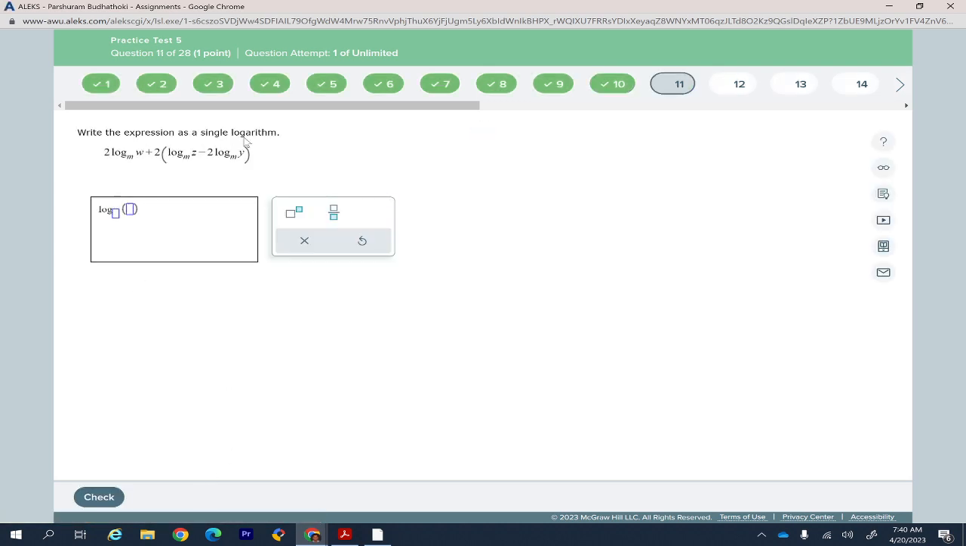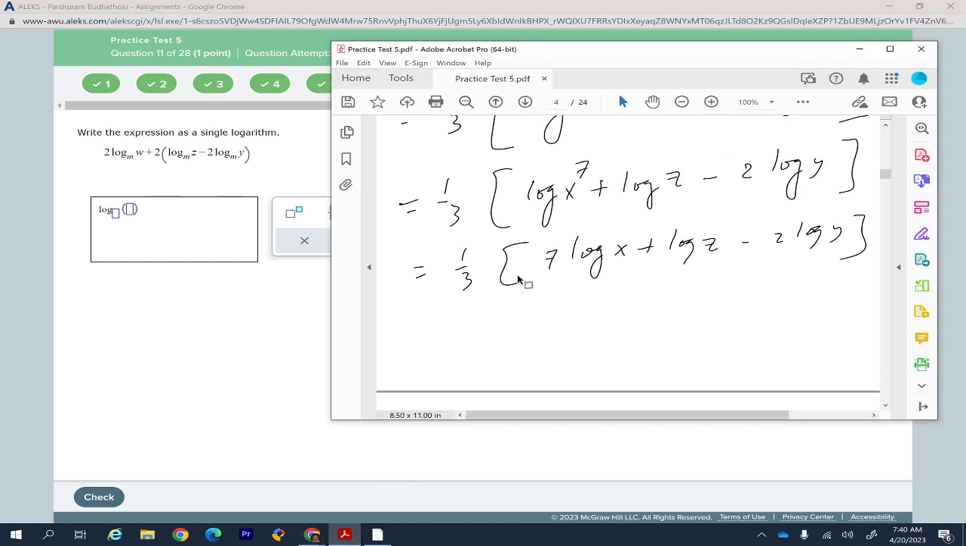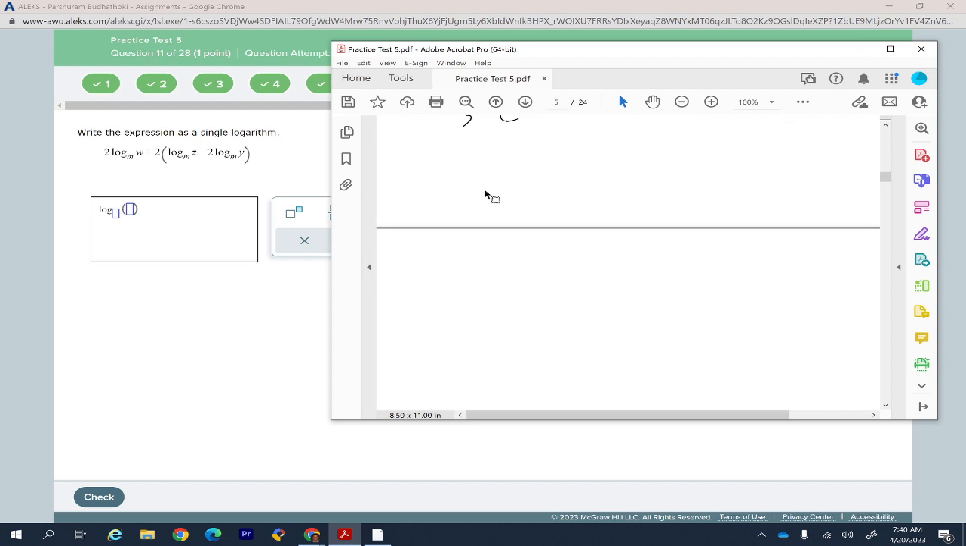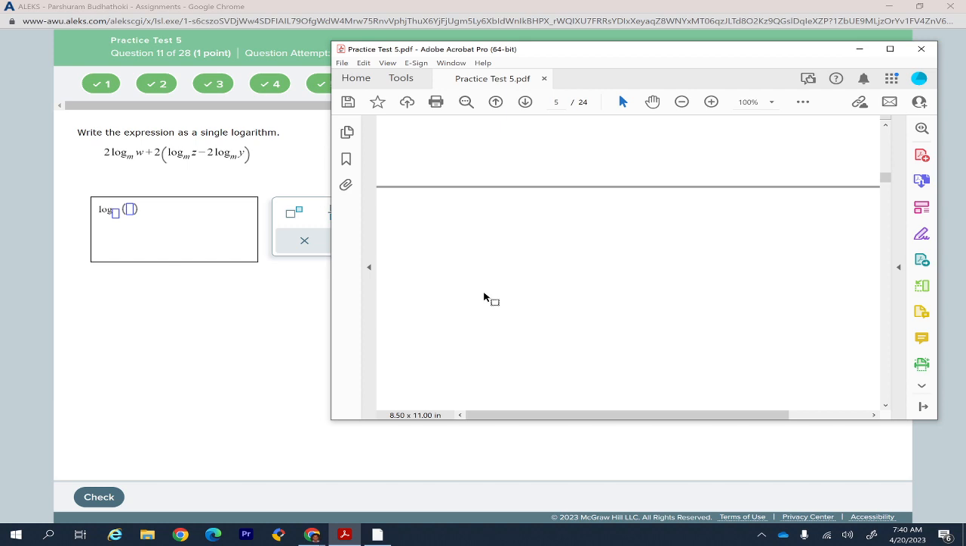Okay, write the expression as a single log. So in the previous problem we expanded. Now here you have to write this as a single log. As you can see here, you just have to go back. So how can you do that? First of all, the first term I can write as log base m of w to the power 2, because that coefficient can go to the exponent.